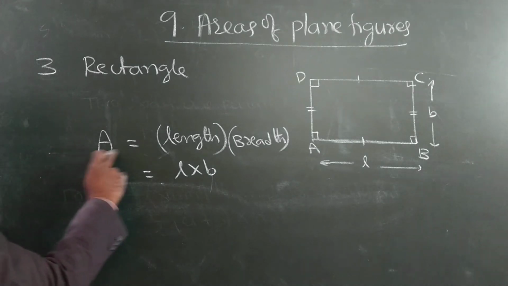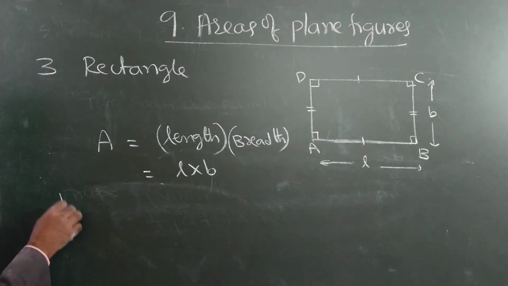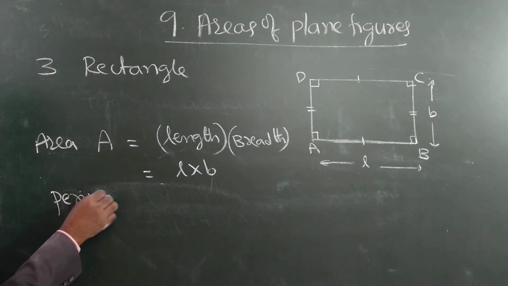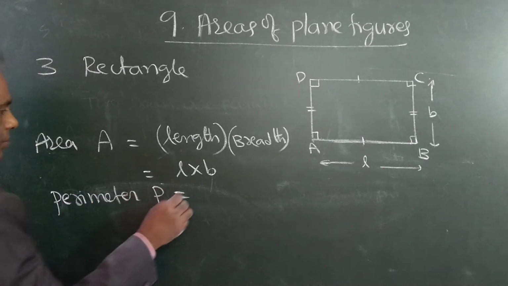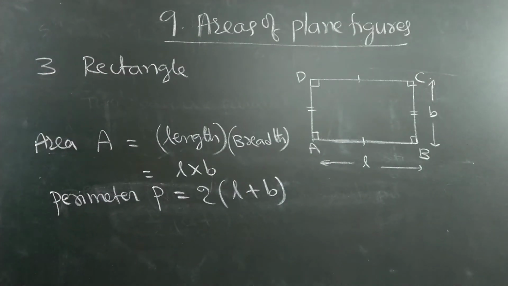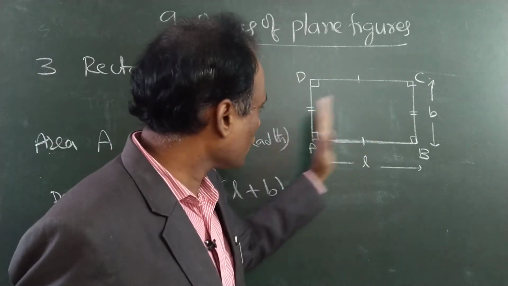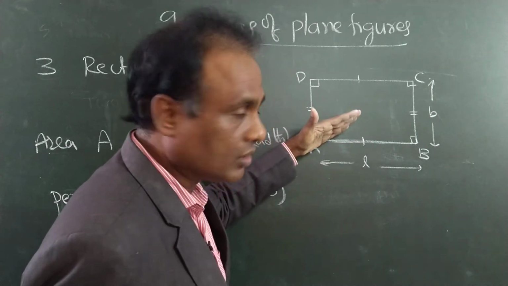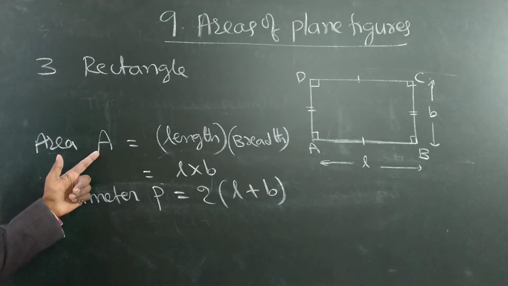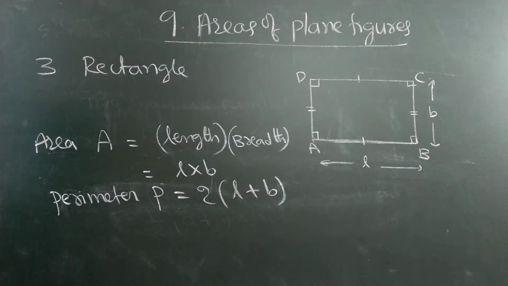Simple formula. Area of rectangle, what is the formula? Length into breadth, L into B. Do you know the perimeter formula? Perimeter. This is not required in this chapter, but I will give the formula. Perimeter is 2 into (L plus B). So rectangle means this is the shape of the rectangle. Opposite sides are equal. Each angle is straight, it will not be inclined. So 90 degrees and the diagonals are also equal. Area of rectangle is length into breadth. Perimeter is 2 into (L plus B).